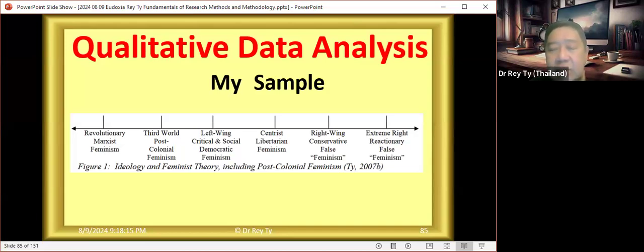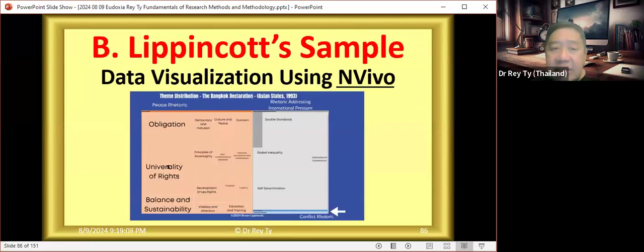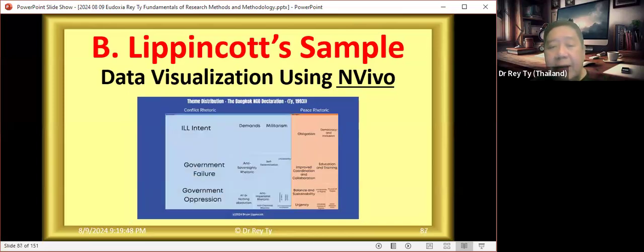So data analysis could be in the form of a table and figure. This is my student's work. He used a software, NVivo, and he found out these are the keywords that appeared many times between NGO, non-governmental organizations, and government. And you have peace rhetoric for this, and another one for conflict rhetoric. So they're coded. I think red is government, blue is NGO or something like that. So this is not by hand, but by software.